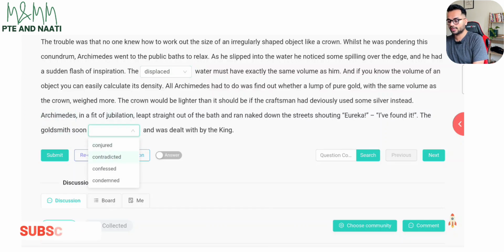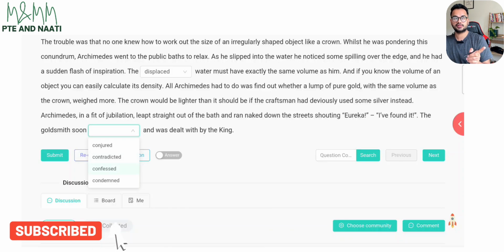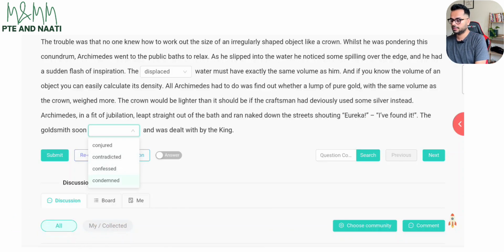Conjured, contradicted, confessed. Confessed means he gave the truth out. He told the truth. Condemned. Condemned means he was complaining, but he can't complain, right? If he was complaining, how would the king deal with him? Like how would the king give him punishment? So he would have confessed. He would have spat out the truth. And then after knowing the truth, the king would have just given him the punishment. So confess sounds better over here.